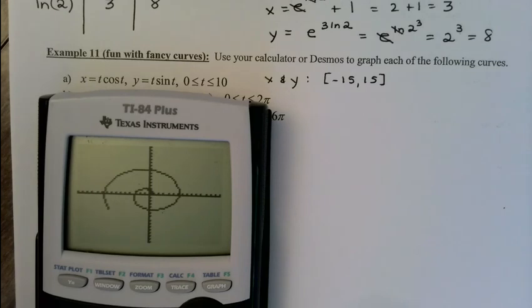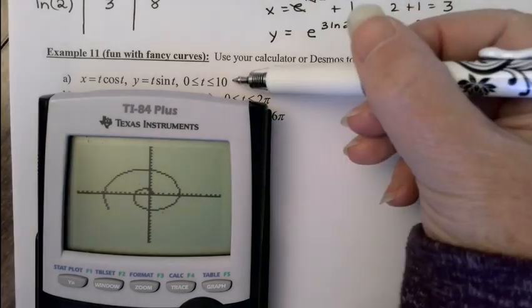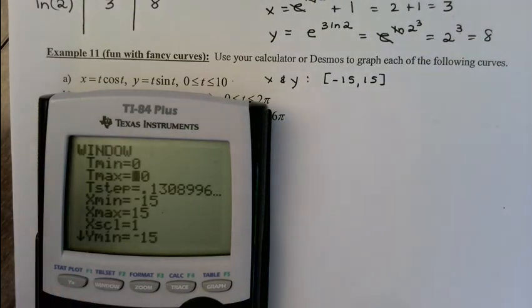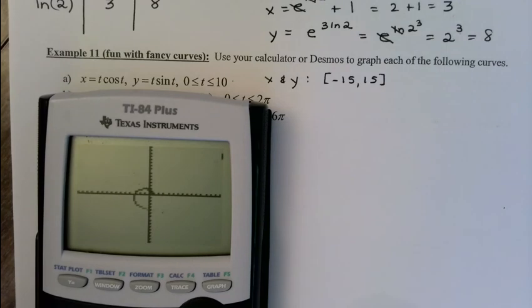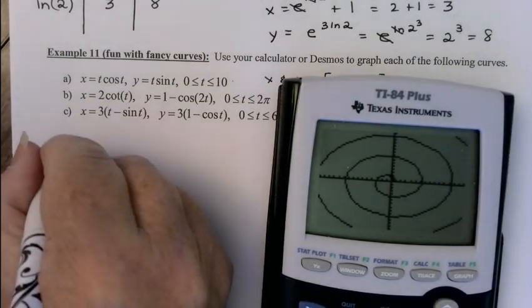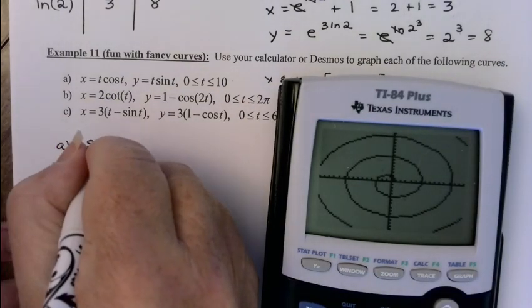And you'll see we get a spiral here. It only stopped because I stopped it at t equals 10. If I went back and said, let's go bigger, let's go to t equals 20, you'll notice that the spiral is just going to keep on going. In fact, it goes outside the window just a little bit. So A is this cool spiral.